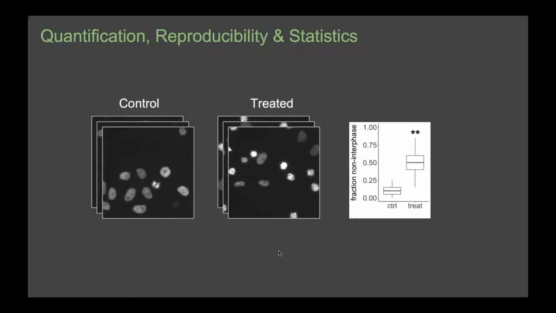And you need statistics, which means you shouldn't do it only on 2 images, but on many. And again, that requires automation. So that's basically 3 of the main things: quantification, reproducibility, and statistics. And this is now kind of required for most publications.